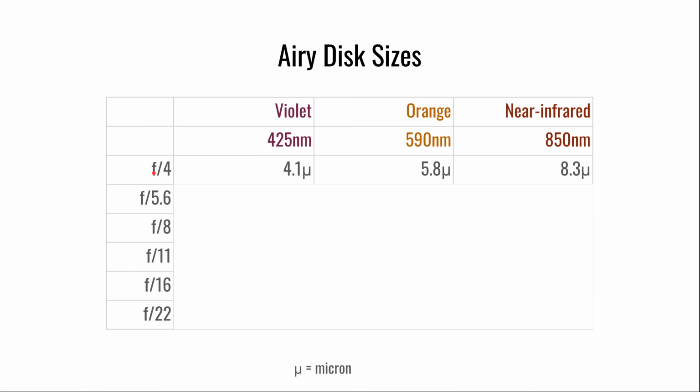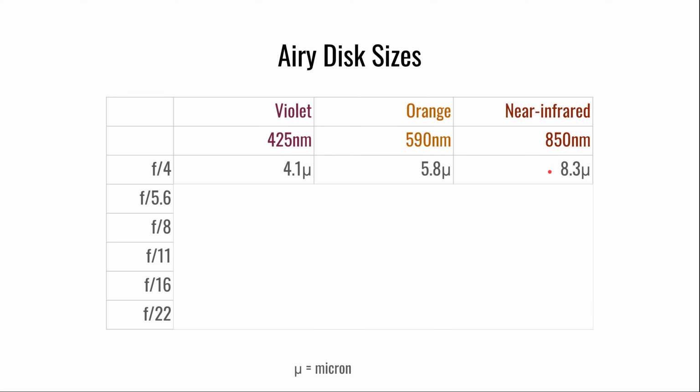Let's take a look at one example. If we're at f4, and we want to look at violet light, so violet light passing through an aperture of f4 at 425 nanometers, violet being at the shorter end of the visible light spectrum, that's going to result in an Airy disk size of about 4.1 microns. If we look at orange light at about 590 nanometers passing through an f4 aperture, then that will result in an Airy disk size of 5.8 microns.